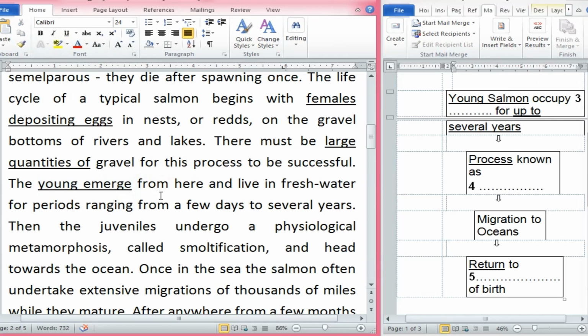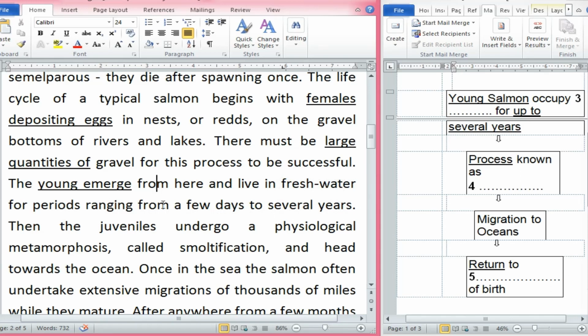And now I have to find out what exactly the question is. So the question says young salmon occupied what for up to several years. Okay. So what do they occupy for up to several years? So let's read the sentence from the beginning. The young emerge from here and live in fresh water for periods ranging from a few days to several years. So where do they live? They live in fresh water. So what is your answer? Your answer is fresh water. They occupy fresh water for up to several years.